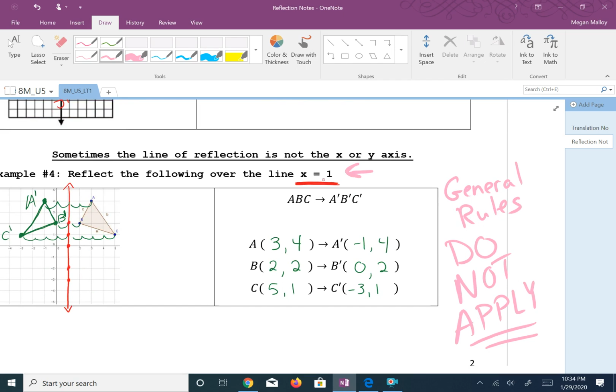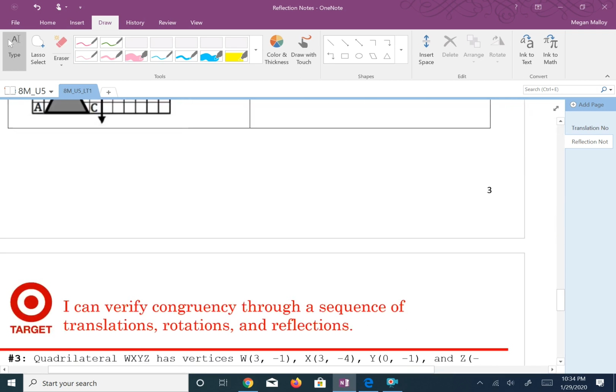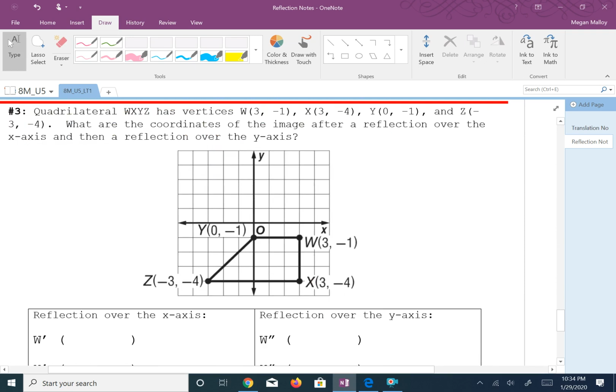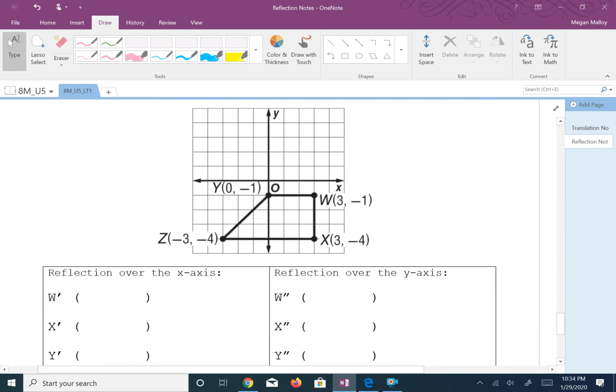Okay, that concludes our lesson for today. One thing I do want to clarify on your homework, if you look down at number 3, you're going to be reflecting that figure over the x-axis, and then you're going to take the new figure, that image of WXYZ, and reflect that new figure over the y-axis. So it's a combination of reflections, as opposed to taking the original, reflecting it over the x-axis, and then taking the original again and reflecting over the y-axis.